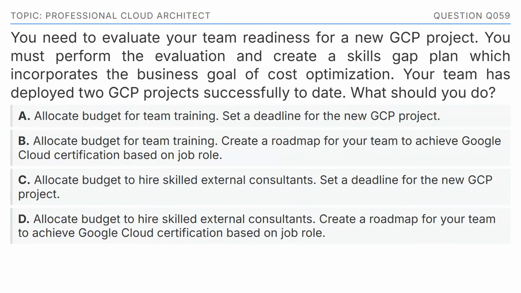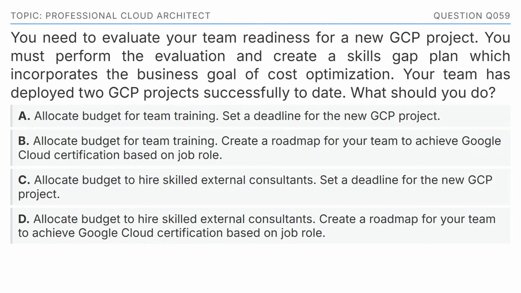You need to evaluate your team readiness for a new GCP project. You must perform the evaluation and create a skills gap plan which incorporates the business goal of cost optimization. Your team has deployed 2 GCP projects successfully to date. What should you do? The options are: Option A, allocate budget for team training. Set a deadline for the new GCP project.